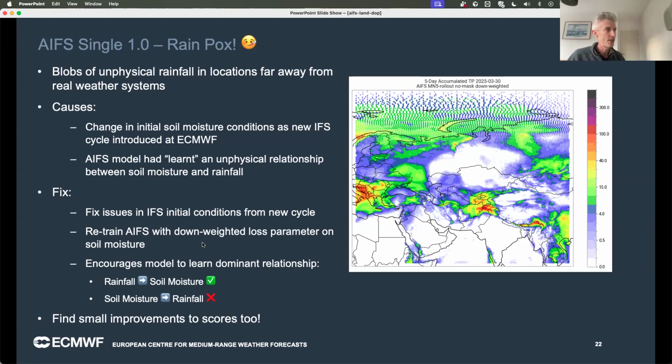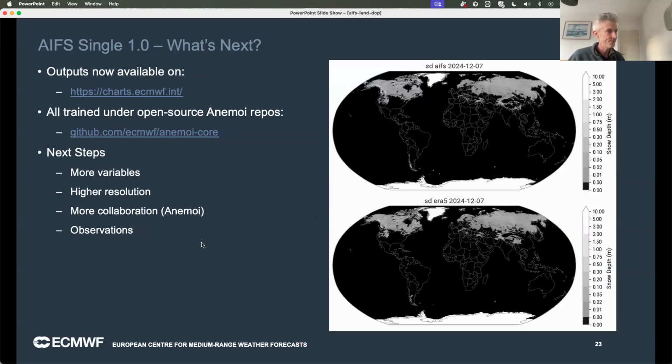So that was a bit of an insight there. Just to summarize on the AIFS front, what's coming up next. We've got these charts now available that you can go and look at, and if people are interested, they can go and try this out themselves with the Anemoi code base. There are some model weights and things on Hugging Face, which is a website for sharing machine learning models.